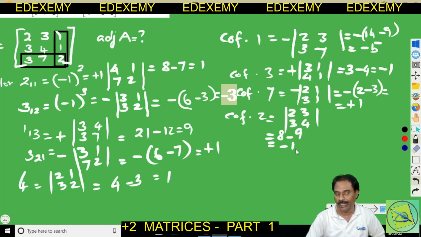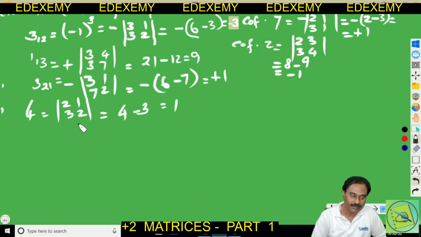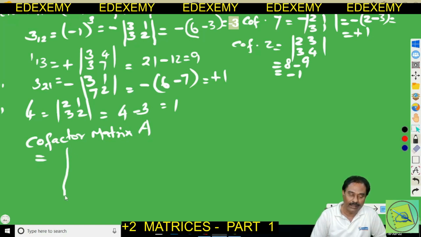Now we have found the cofactors of all these elements. Now we will form the cofactor matrix. Cofactor of each element we have found out just now. Now we will form a matrix using this. Therefore the cofactor matrix of A is, whatever the value you have just found out, you have to put it here.